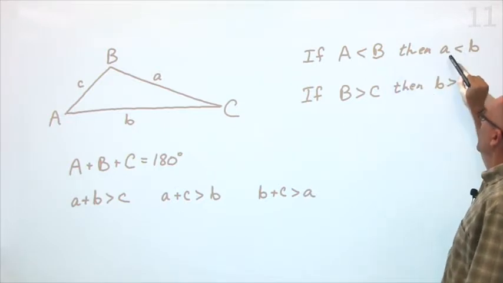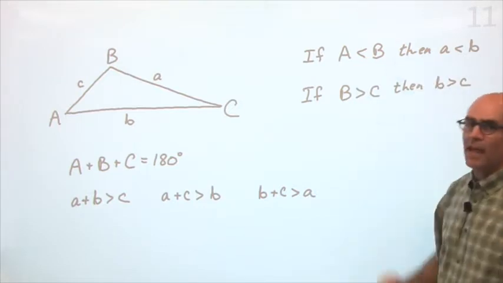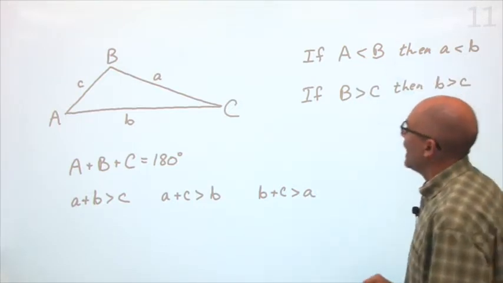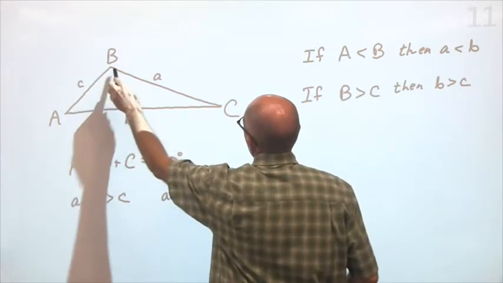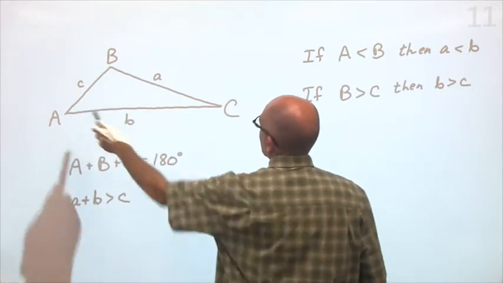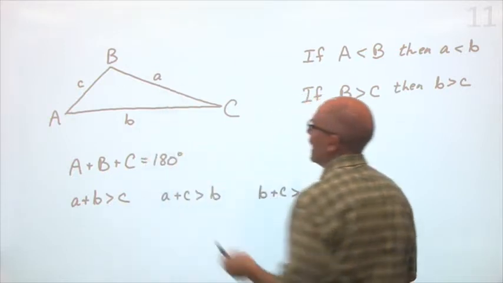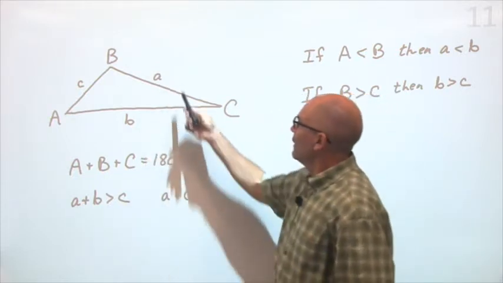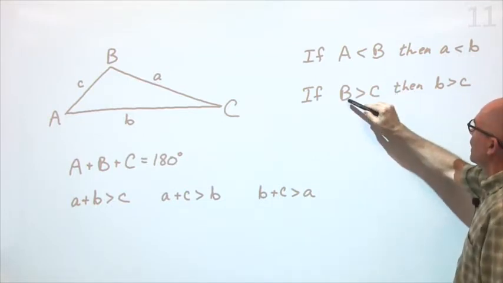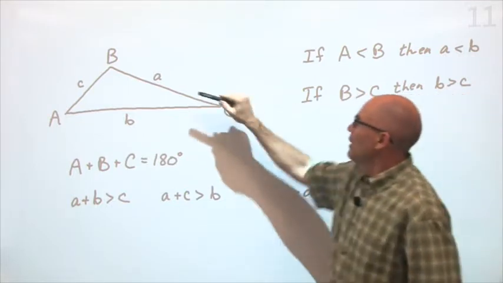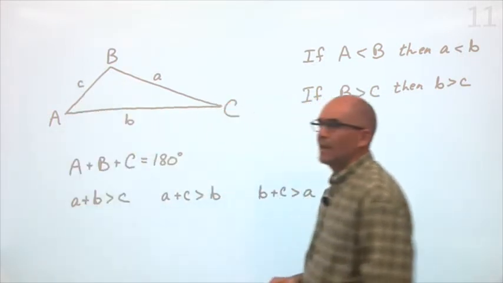then the angle corresponding to that side is less than the angle corresponding to the other side. So if, notice, angle A is less than angle B, well, that means the side opposite angle A, side A, has to be less than side B. And likewise, angle B is greater than angle C. So that means side B is going to be greater than side C.